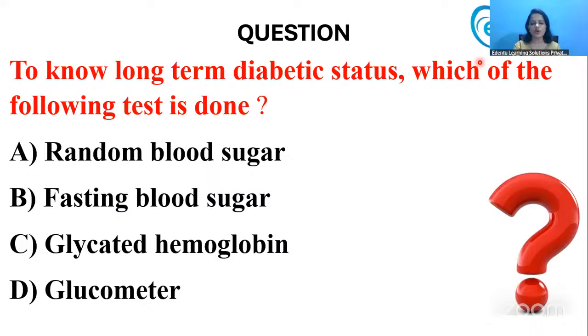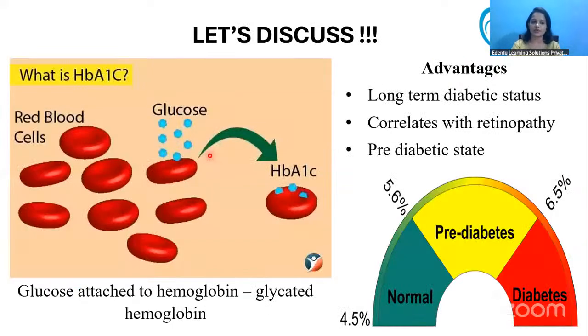The next question: to know long-term diabetic status, which one of the following tests is done? Remember the words long-term diabetic status. The test we can do is glycated hemoglobin. So what do you mean by glycated hemoglobin? The test name is actually the HbA1c test. Why we are doing this HbA1c test is because glucose gets attached to the hemoglobin present in the RBCs. Such hemoglobin is called glycated hemoglobin.